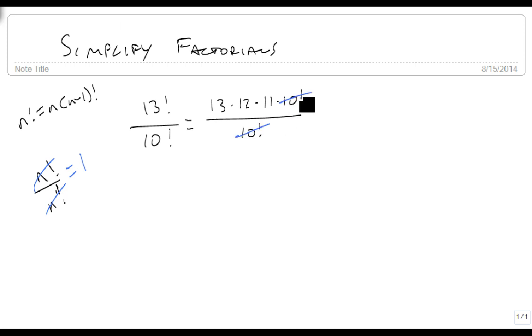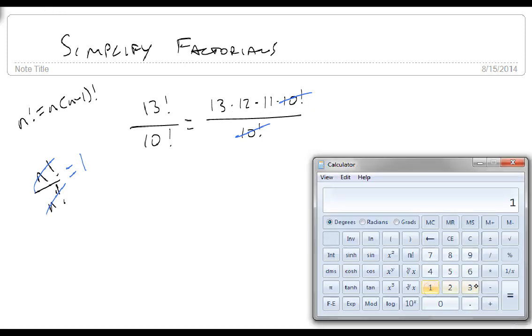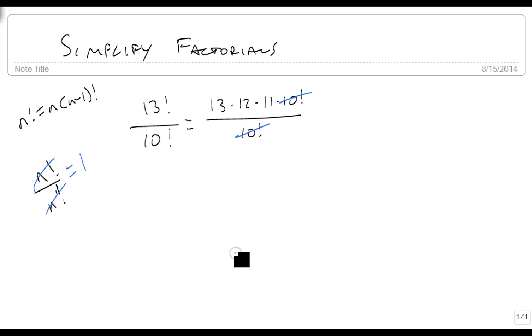And then these divide out, and this leaves me with 13 times 12 times 11, which is 1716. So that's what 13 factorial divided by 10 factorial is.